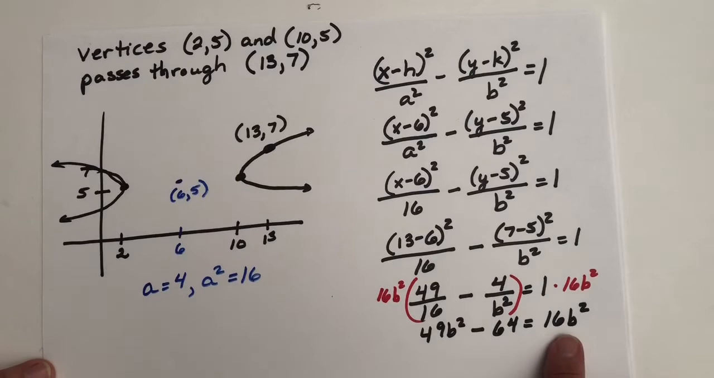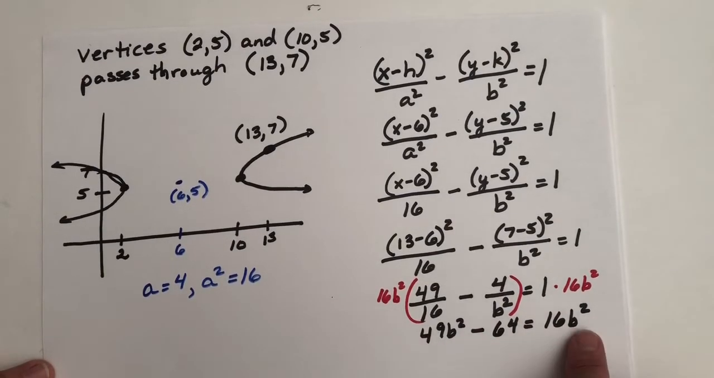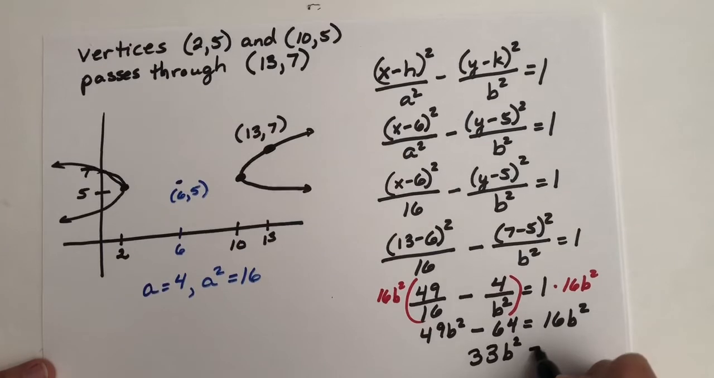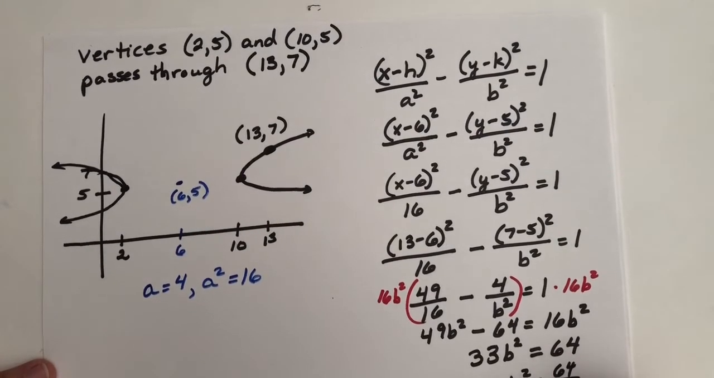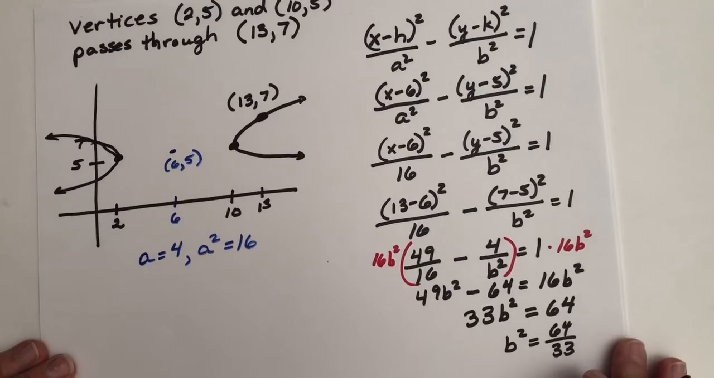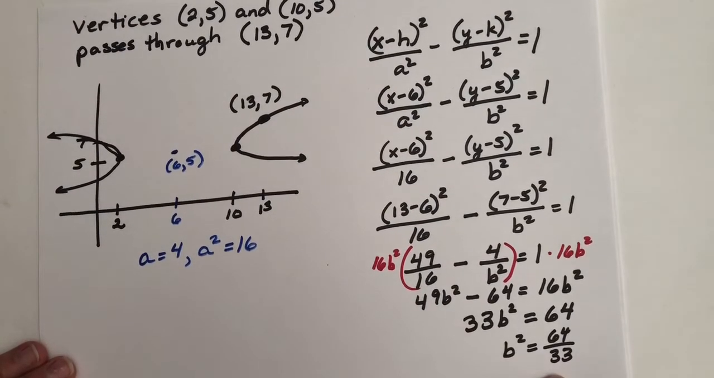Let's see, I'm going to subtract this 16b squared, bring it to the left side, and I'm going to add 64 and bring it to the right side. So that means I would have 33b squared equals 64. So b squared equals 64/33. There is nothing that says that the b squared and the a squared need to be integers at all.